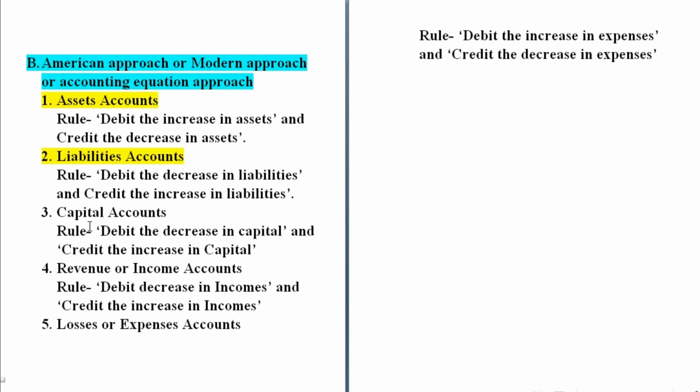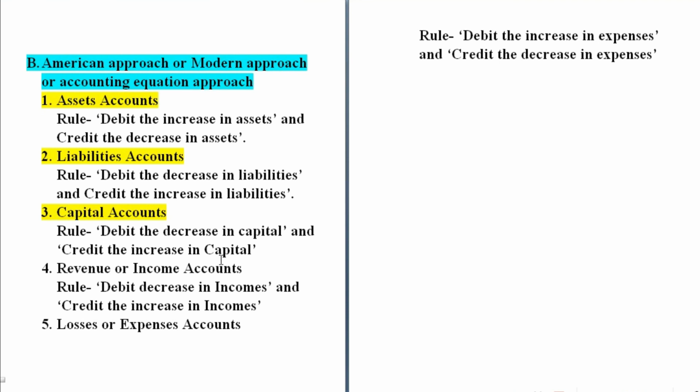Okay, then the next one we have is the capital account. In the capital account, debit the decrease in capital, credit the increase in capital. So liability plus capital is one side of the balance sheet. So we will follow the same rule for liability and capital, and even for income we will follow the same rule. Okay, so debit decrease in capital.